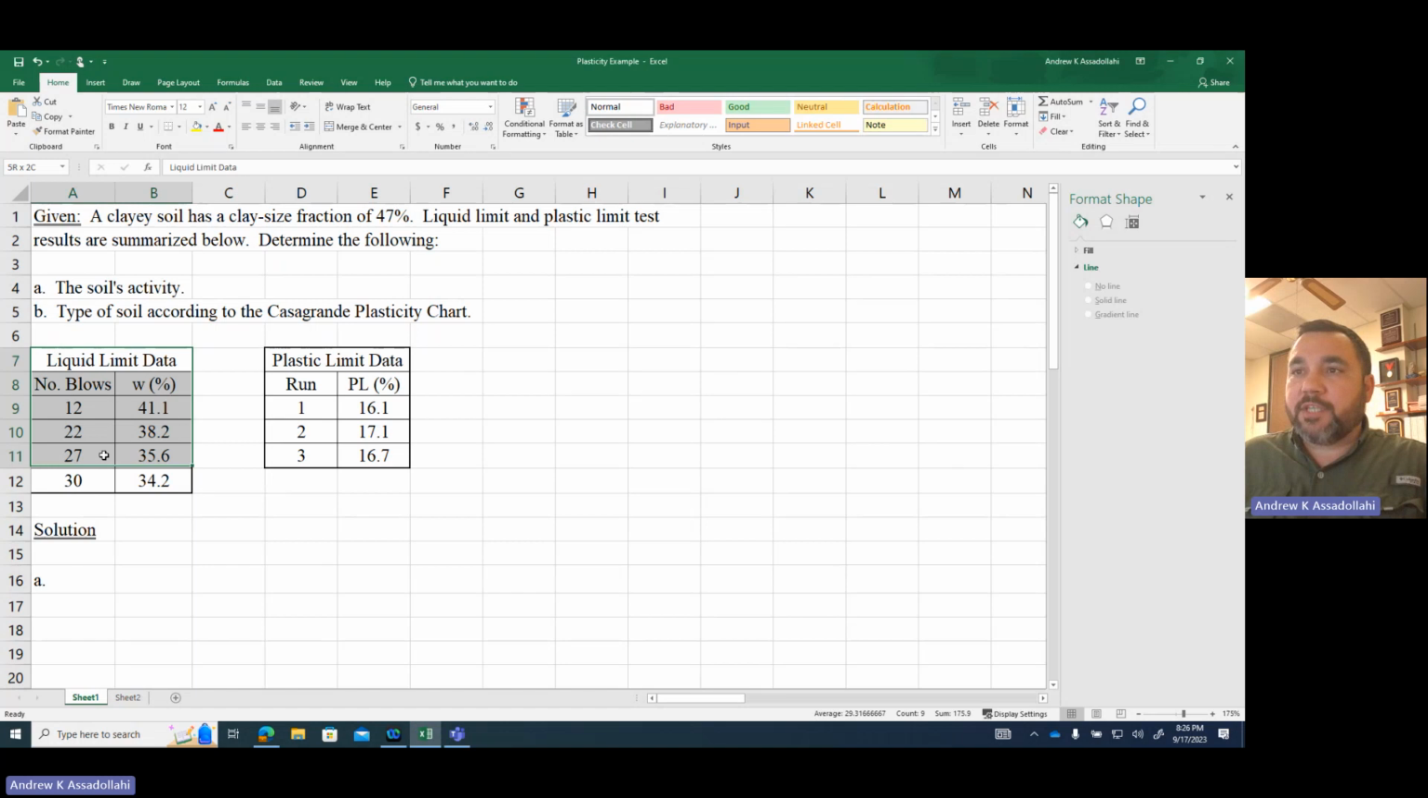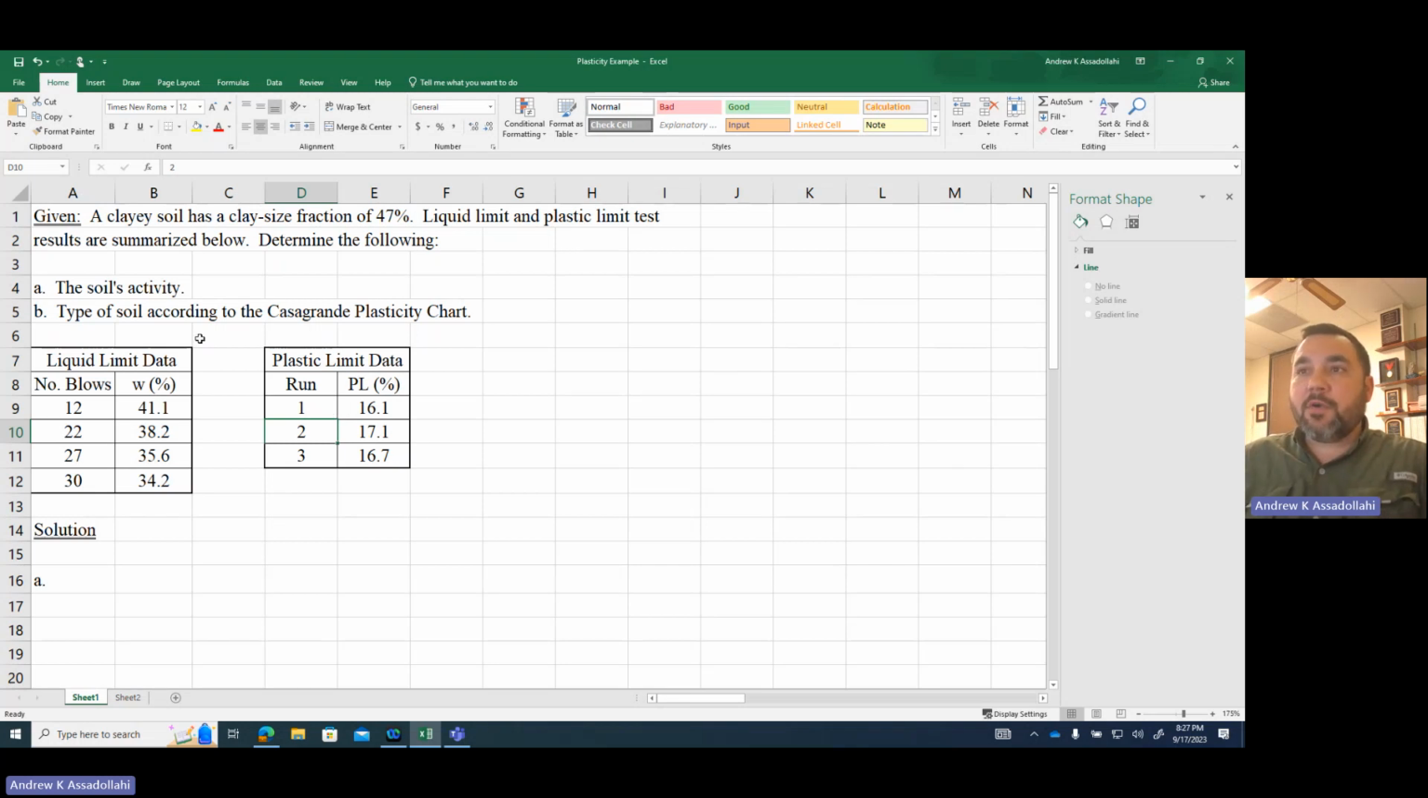First, we have a table here of liquid limit data, which gives us the number of blows and then affiliated moisture contents, okay? Then we have plastic limit data where we're given runs, and for each run we have a different plastic limit value. Each one of these represents one of those threads that was rolled and crumbled at the appropriate diameter, and then a moisture content was obtained, which represents the plastic limit, and there were 3 of those given, okay?